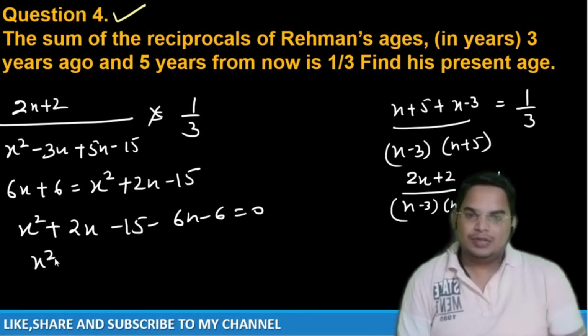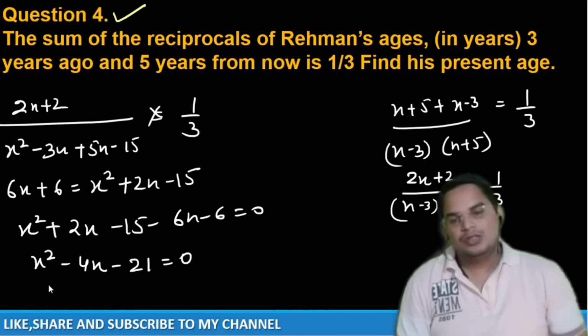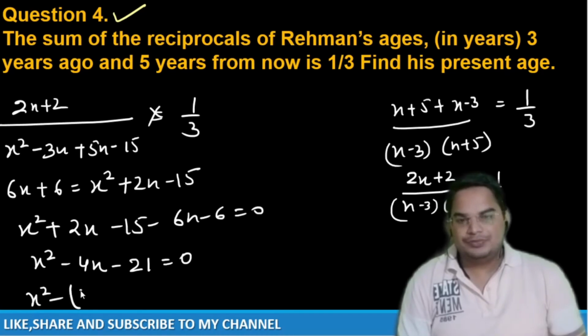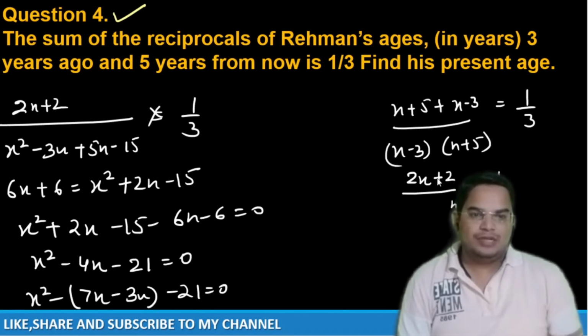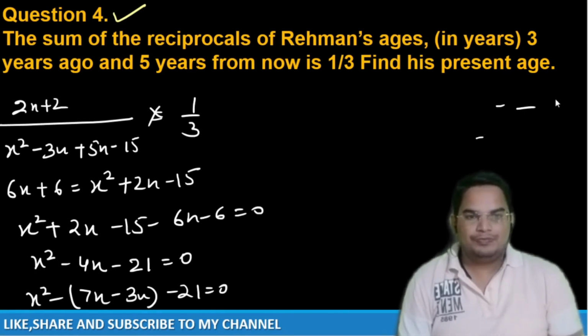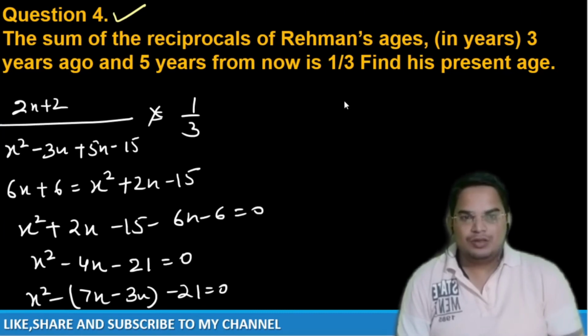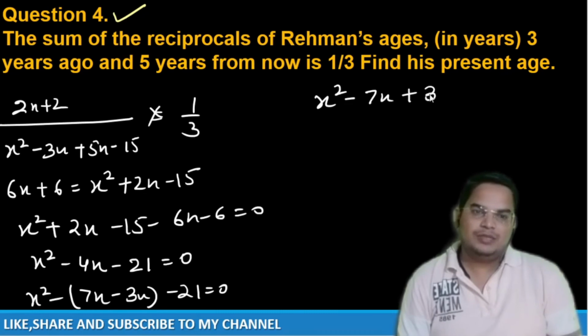So what I can write down, x square 2x minus 6x, how much is that, minus 4x, minus 15, minus 6, minus 21 is equal to 0. So we will factorize this: x square minus 7x minus 3x minus 21 is equal to 0. So from this line what I can say now, it will become x square minus 7x plus 3x minus 21 equal to 0.